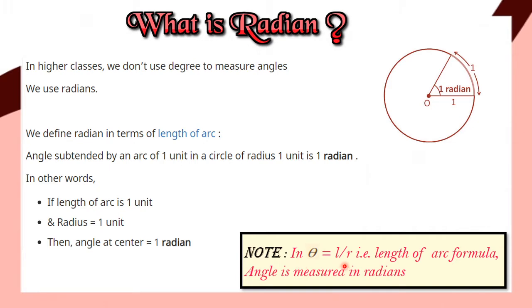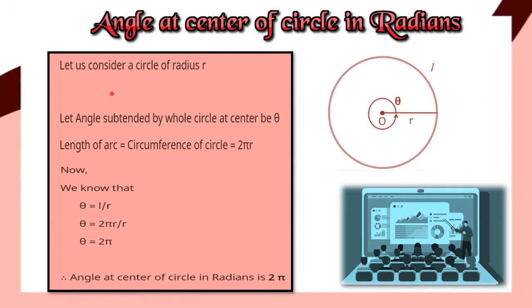One very important formula: the central angle theta is equal to L by R, where L is the length of arc and R is the radius, and the angle is measured always in radian. Here theta will never be in degrees, it will always be in radian. Angle at center of circle in radians.